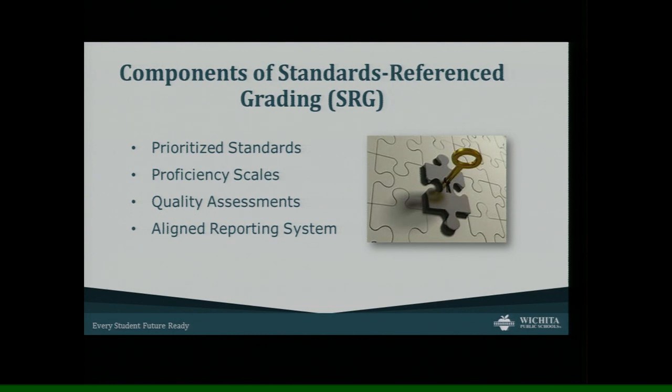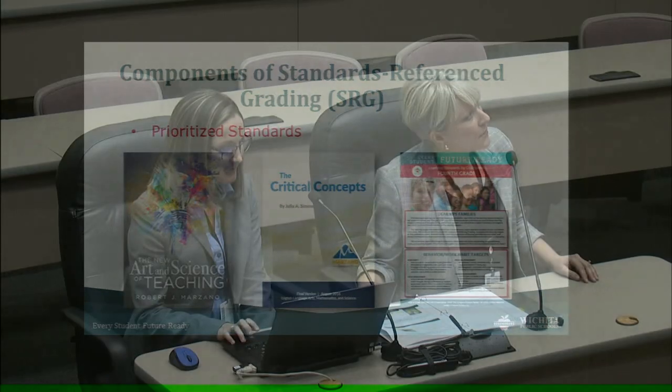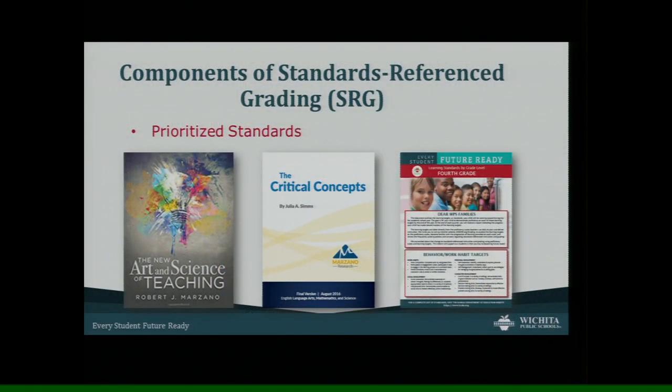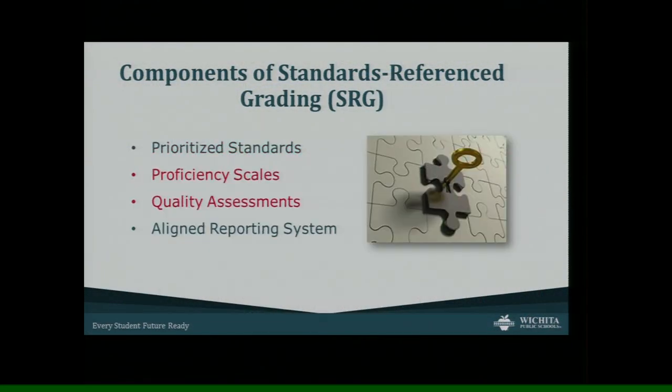There are 4 main components to SRG: prioritized standards, proficiency scales, quality assessments, and an aligned system. The prioritized standards are the why. Why we got into this is because we have only so many hours with our students K-12, and we have organized and prioritized the standards to get the most impact with teacher efficiency and time on task.